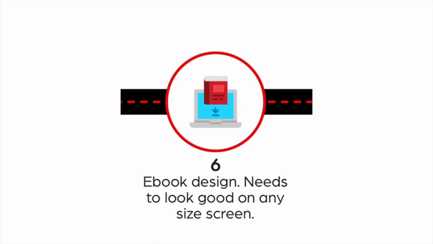You might read your ebook on a small phone screen that measures 5 inches or a large computer screen at 27 inches. In a print book, the font size never changes, but with an ebook, the reader can choose any size font they want. They can even choose a completely different font.